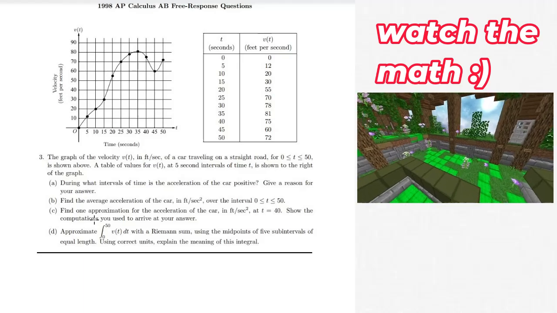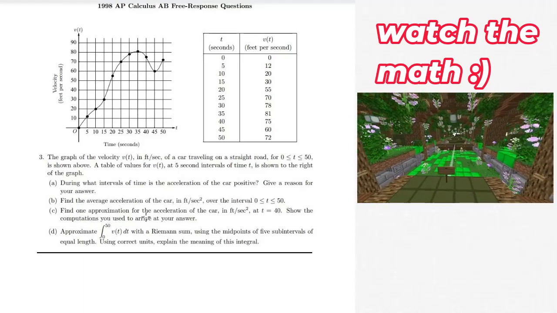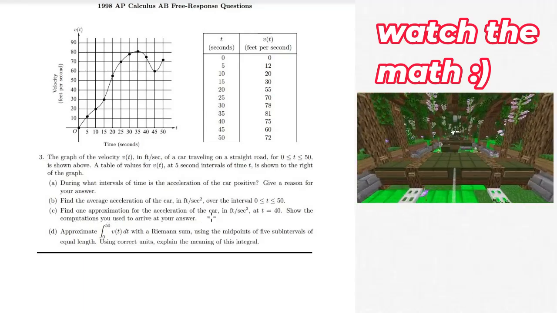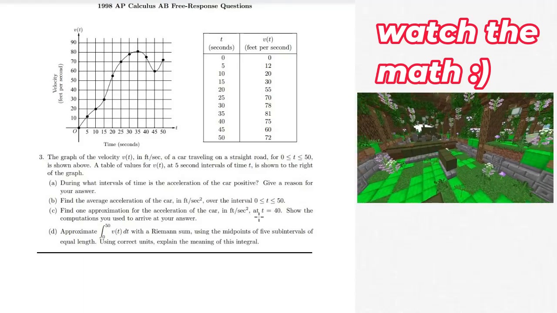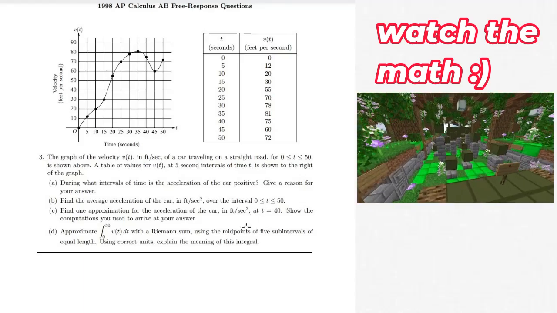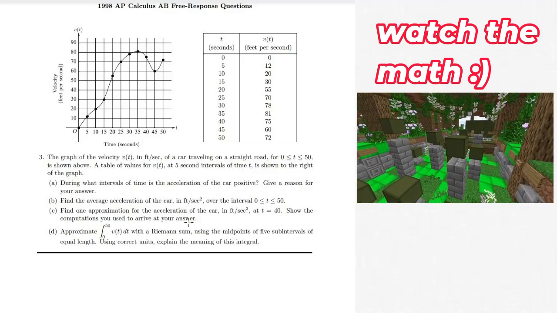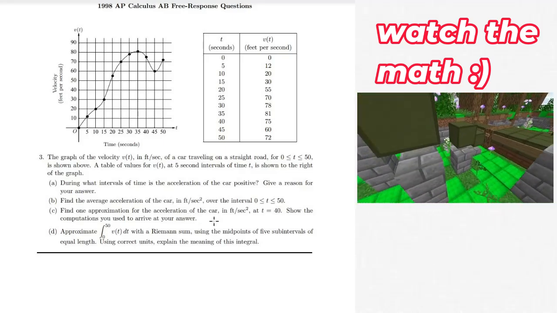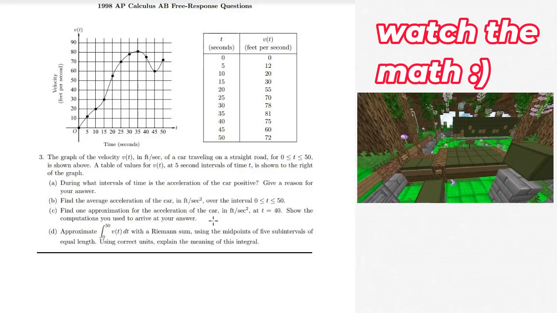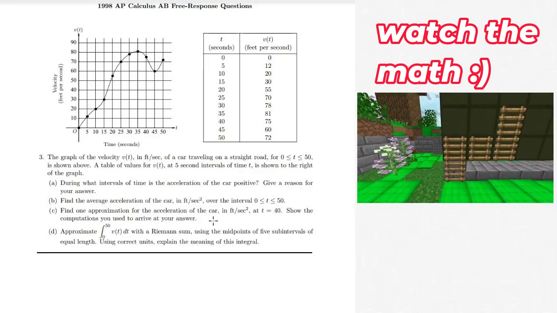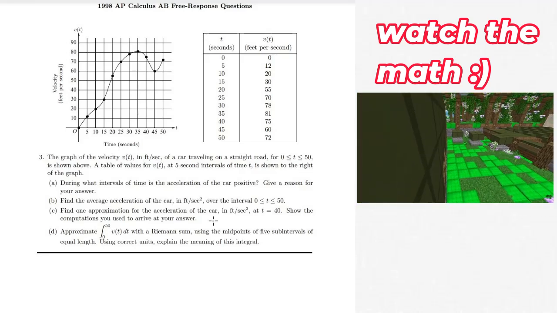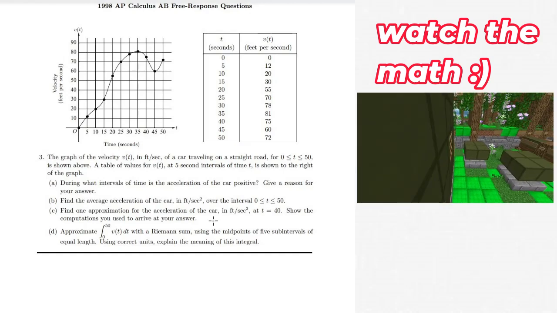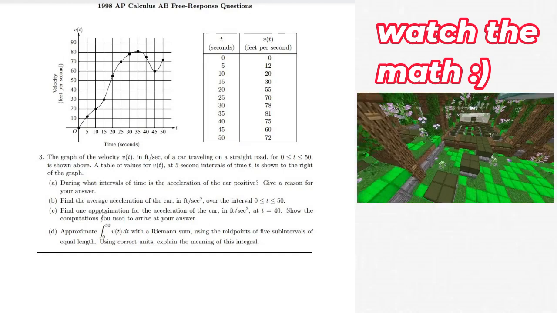Okay, now in part C, we are trying to find one approximation for the acceleration of the car in feet per second squared at time equals 40. And they want us to show the computations used to arrive at this answer. This question, probably you wouldn't see something like it now. You might see something a little bit different. You might want to actually find a tangent. But for this one, it allows us to do some approximation.